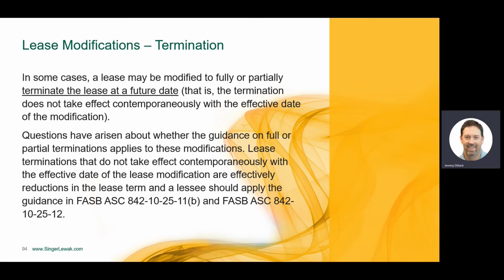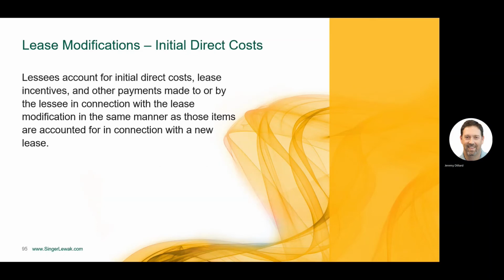For example, what if a 10-year lease is changed in year 3 from 10 years to 6 years? So at the modification date, the lease is changed from having 7 remaining years to having 3 years left. If that's the case, then the lessee remeasures the lease liability using the remaining lease payments and discount rate in effect at the modification date. Also, initial direct costs, lease incentives, and other payments are treated in the same way in a lease modification as they would be treated at lease inception when initially measuring the lease.